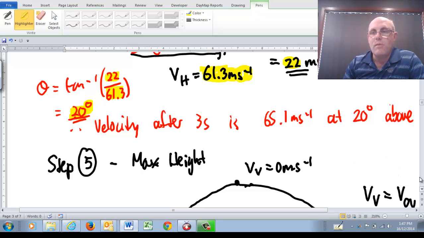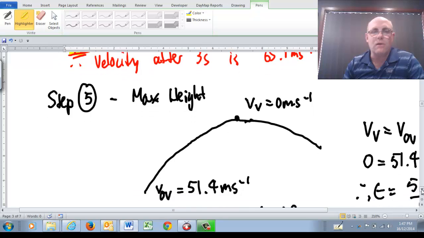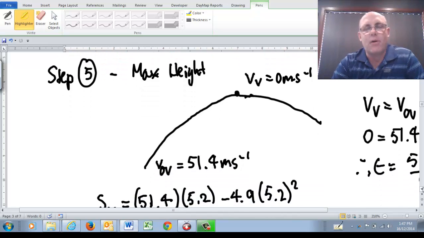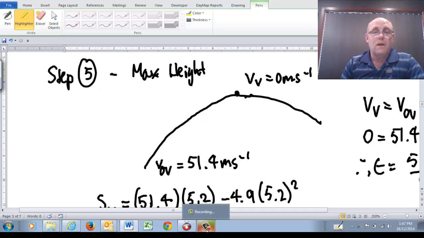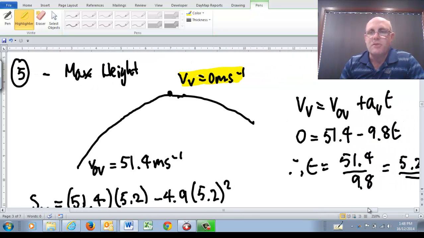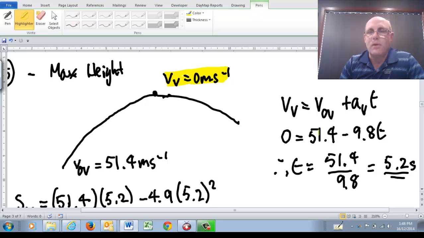Now, how high will my ball go? That might be important as a golfer to know that that particular club I can hit over a tree. So when I'm starting step 5, the maximum height that I'm going to get there, I need to work out how long it's going to take to get to its maximum height. So that means that I need to use the fact that my final velocity there is 0. I know my original vertical velocity is going to be 51.4, so if I'm using that formula, I can work out my time to be, in fact, 5.2 seconds.